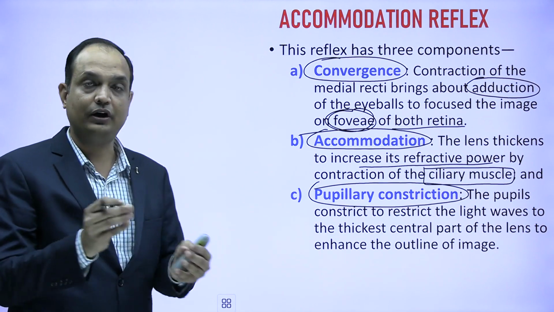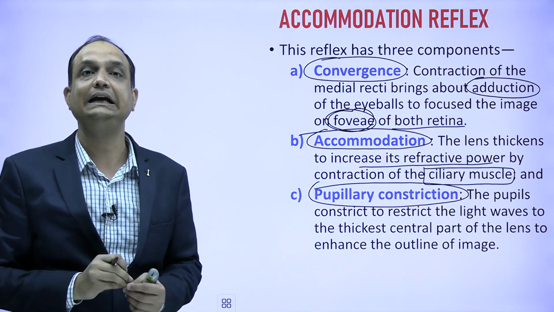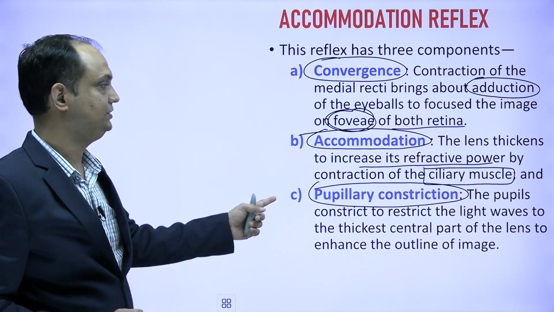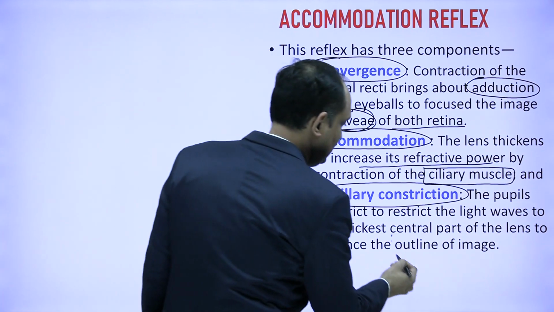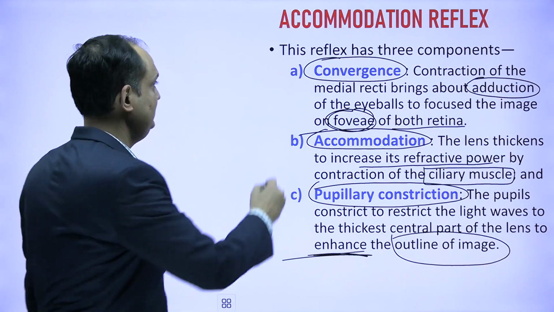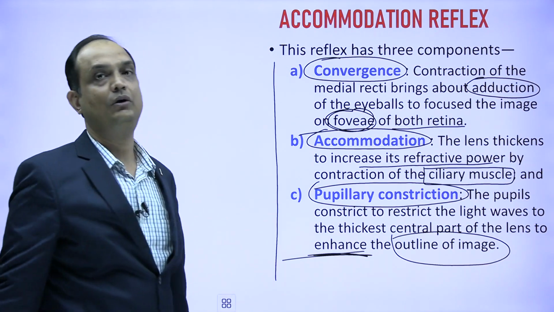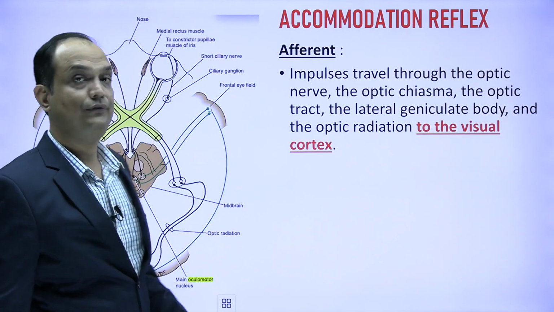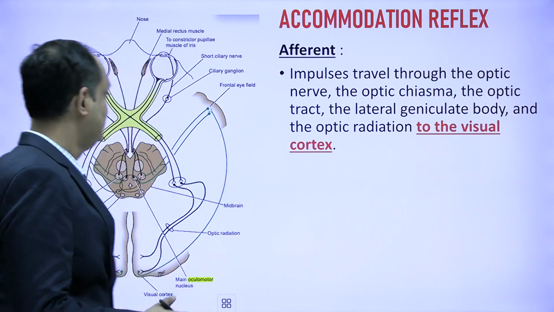it controls or restricts the entry of light inside the eye, and with the help of this constriction, the margins or outlines of the image are enhanced. Clear? So, these are the three important components of the accommodation reflex. So, what is the afferent pathway of the accommodation reflex?